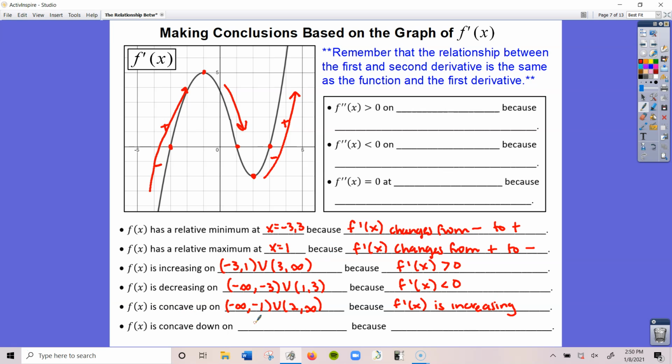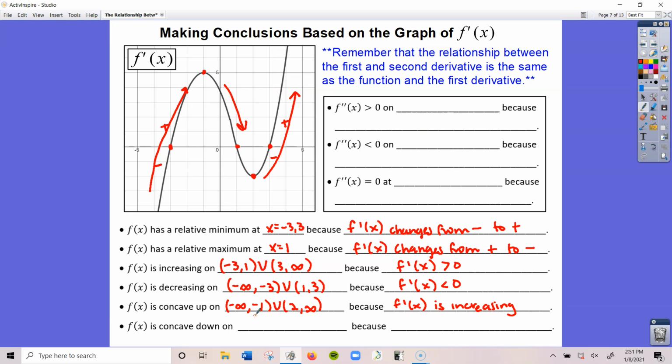Now f of x is concave down. So I keep repeating myself, and it's just so that you can really see this connection. F of x is concave down when the second derivative is negative. And the second derivative is negative based on the first derivative if it's decreasing. So remember that the relationship between the first derivative and the second derivative is the same as the relationship between the function and the first derivative.